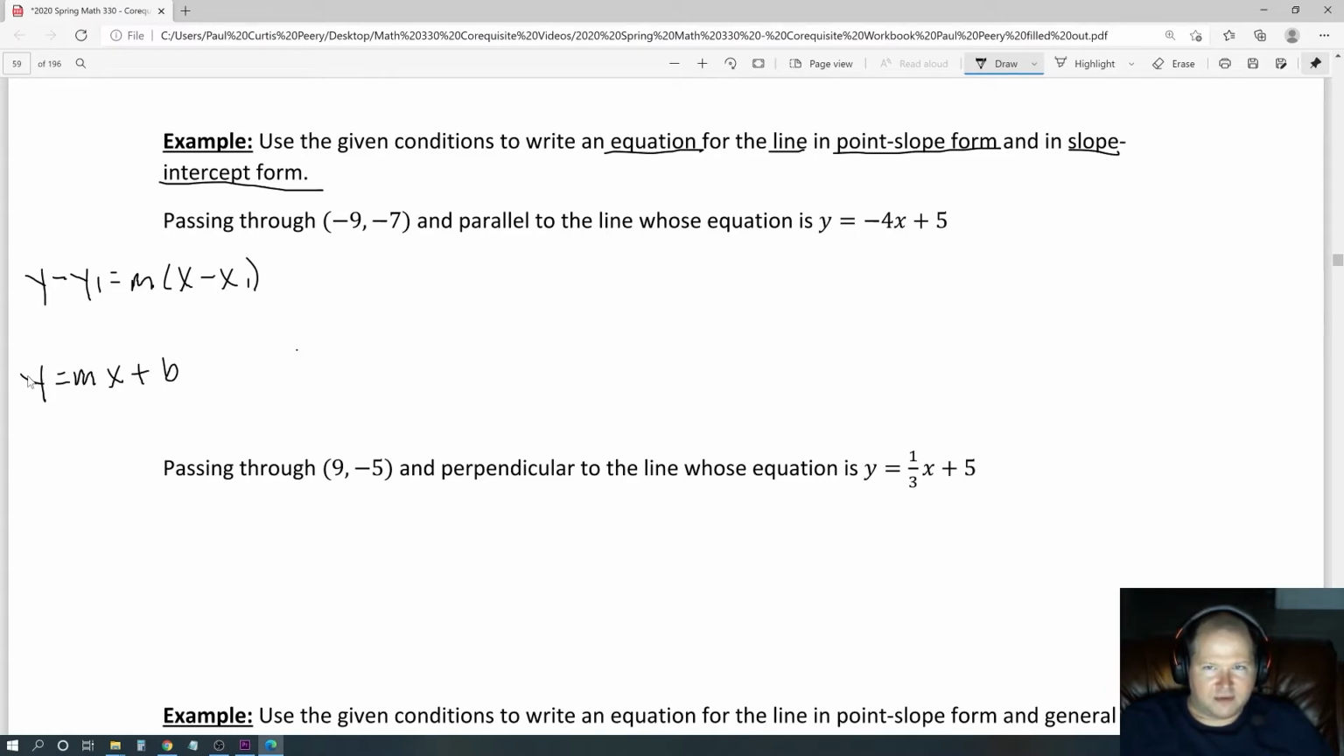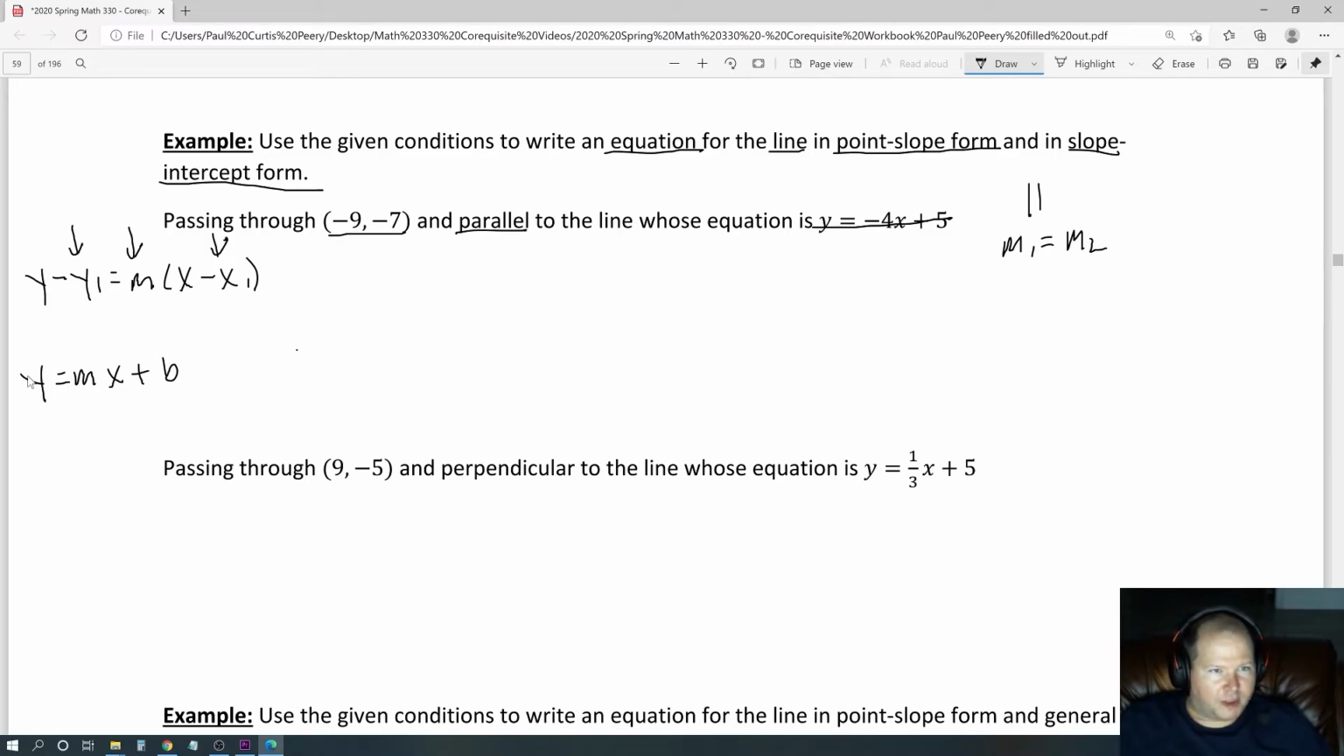Now, first we're going to plug everything into the point slope form. So we need the y value and the x value of the point, and we need the slope, which is point slope form, right? Now, in this case right here, they give us the point, and they give us an equation, and they say it is parallel to this equation. Now, if you remember parallel, that basically means that the slope is equal, okay?